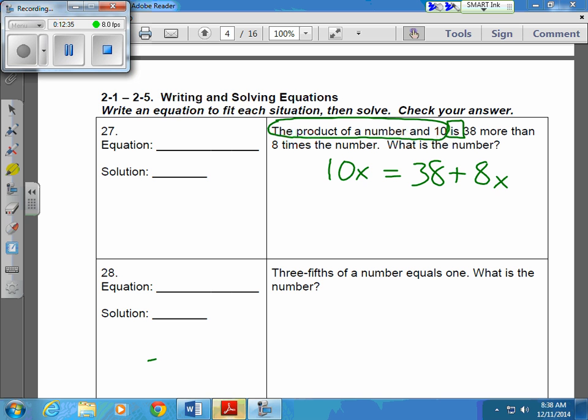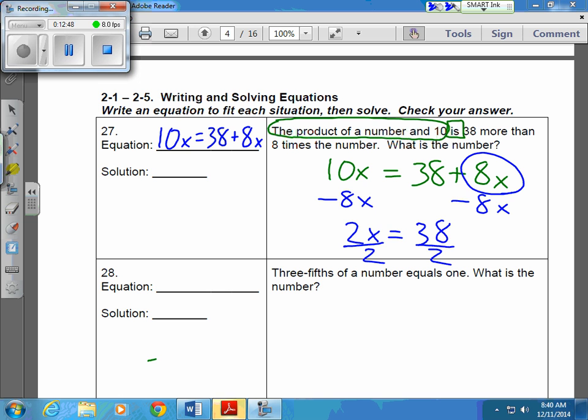What is x? So the equation we'll say is 10x equals 38 plus 8x. How do we find x? This first step. So it's 21. So the x would be 19. Oh, I went wrong.